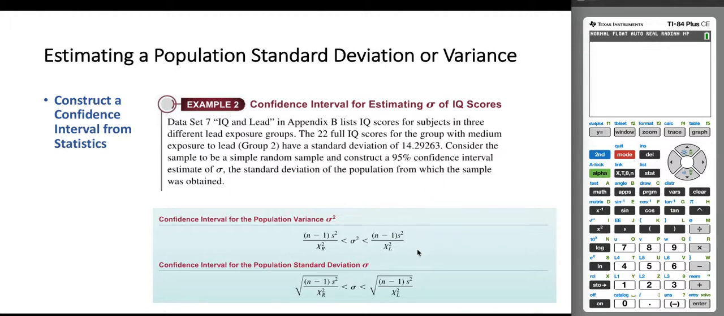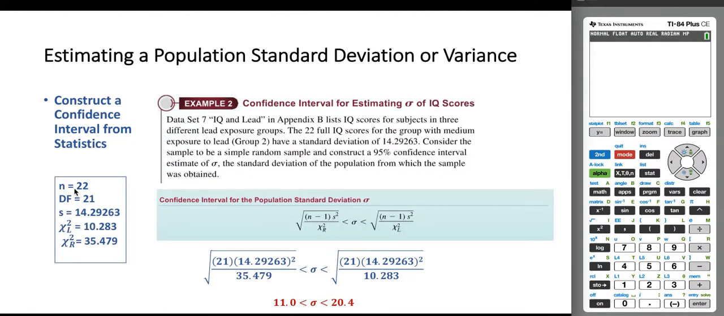The formulas are listed here for you. So this is the formula for the variance, sigma squared, and the formula for the standard deviation, sigma, is just the square root of each side. So n minus 1 is the degrees of freedom, s squared is the sample variance, and the symbol x²R over here on the left is representing the right critical value of chi-squared, and x²L is representing the left critical value of chi-squared.